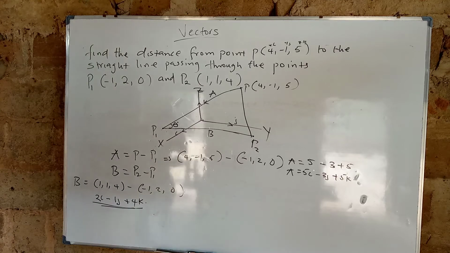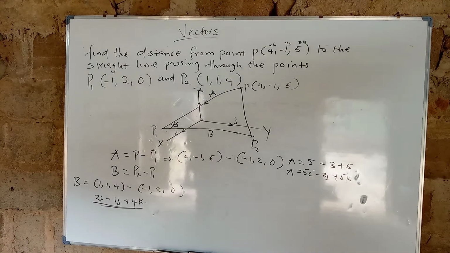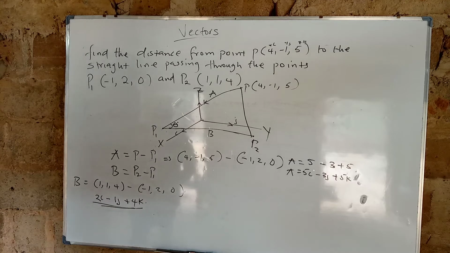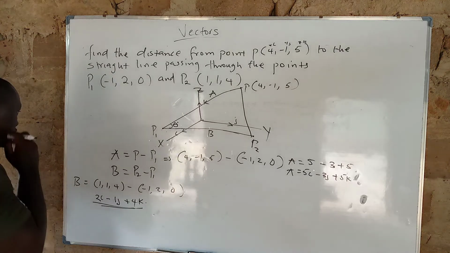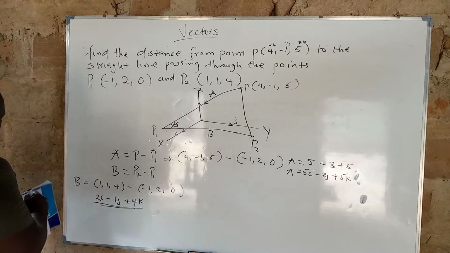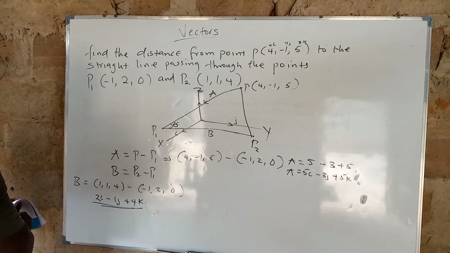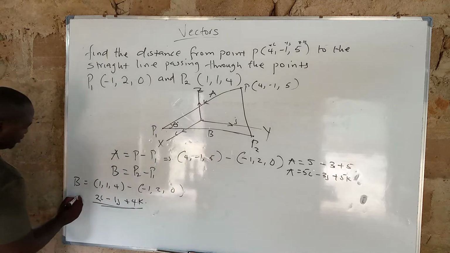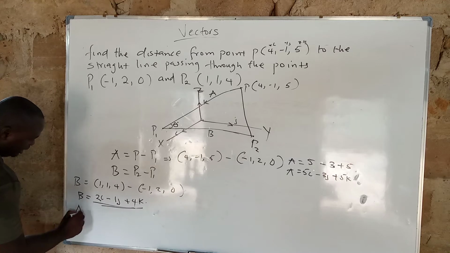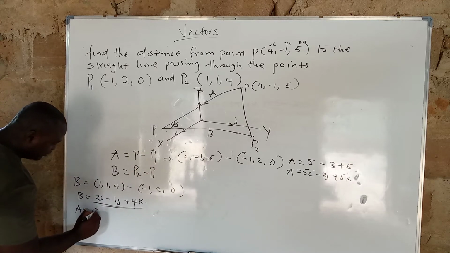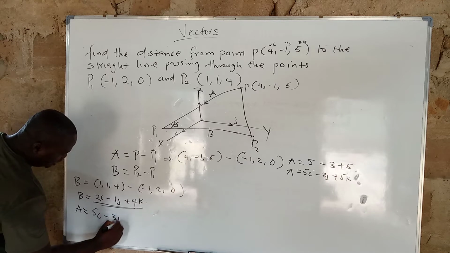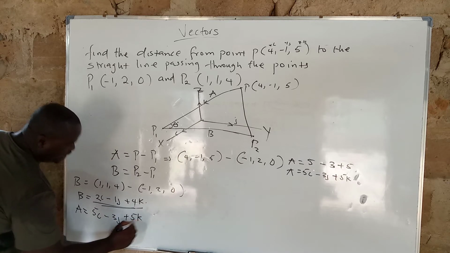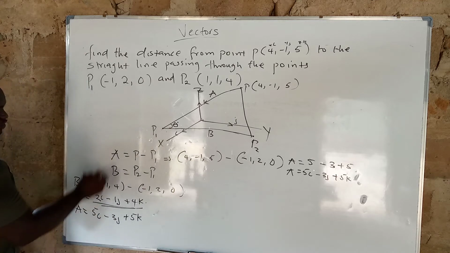Remember, we want to calculate the distance, and this is the distance passing through the 3 points. We're going to use cross product. The distance passing through the 3 points, we are going to use cross product. Now the problem is, do you even still remember cross product? Because if you do not remember cross product, you cannot solve this. Now let me come here. This is my B, and then A is equal to, calculated there, 5i minus 3j plus 5k. Now I want to clean this place to give me space for work.